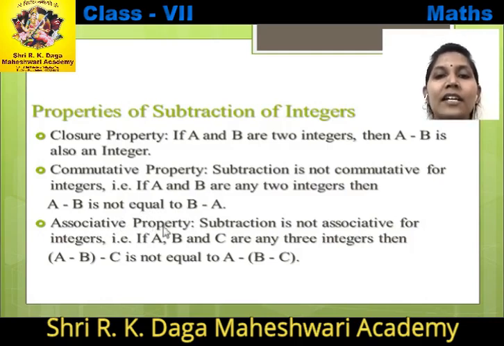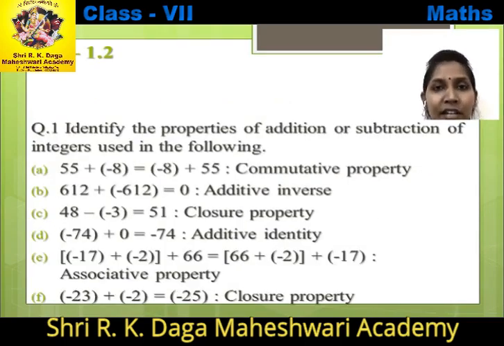Associative property. Subtraction is not associative for integers. That is, if a, b and c are three integers, then a minus b minus c is not equal to a minus b minus c. Now we will start exercise 1.2.